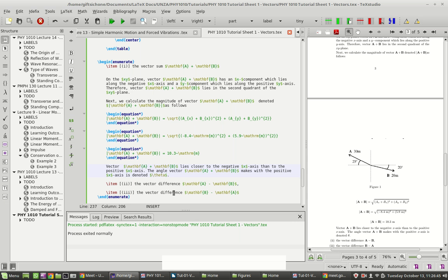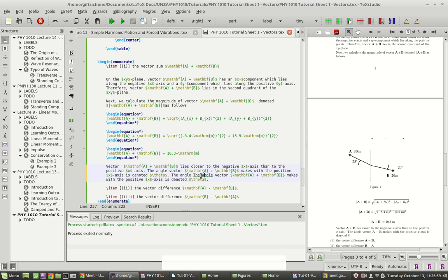The angle of vector A plus B with the negative x-axis is denoted phi. That's what you call phi.